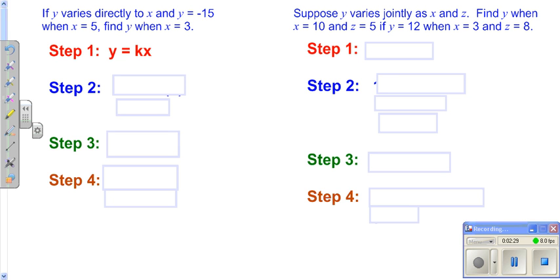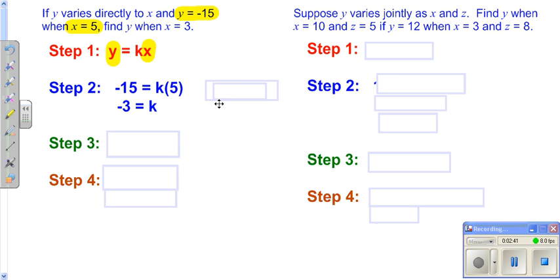We're now going to go ahead and take our given information right here. We're going to plug that in for our x and our y. Then we're going to solve it for k, and in this case we get k to be a negative 3. We're now going to take this value of k right here, and plug it in right here. So we get y is equal then to a negative 3x.